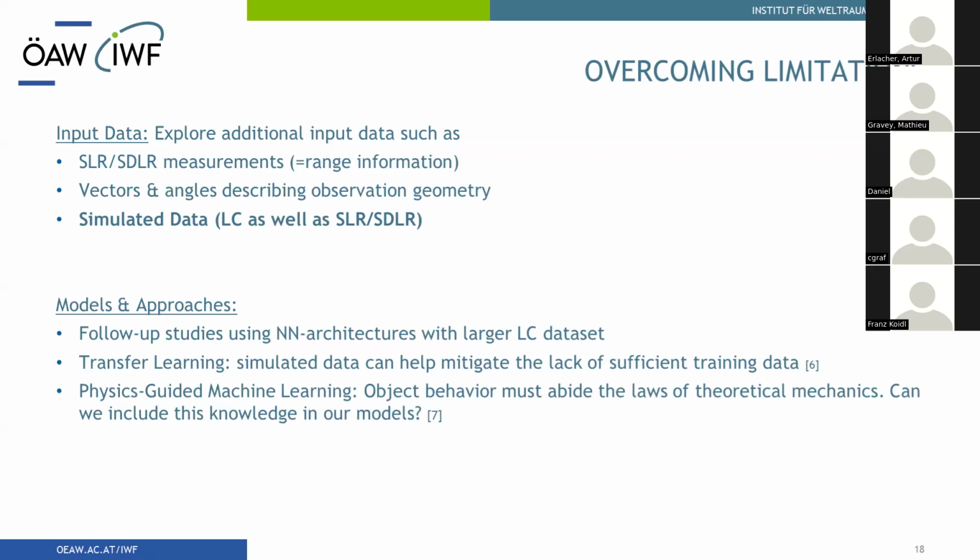And lastly, we have physics-guided machine learning, and this would allow us to include the knowledge of physics into the machine learning model, because we have certain ideas about how the objects are supposed to behave due to theoretical mechanics and our general orbit modeling. So we could think about how this knowledge can be included in our models through equations.